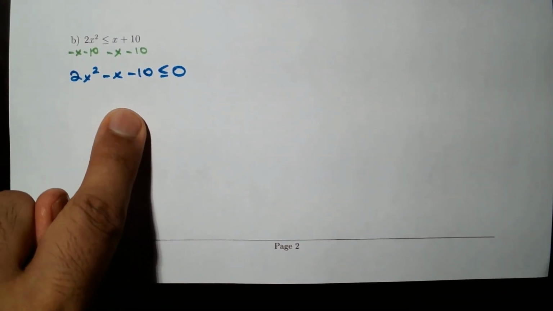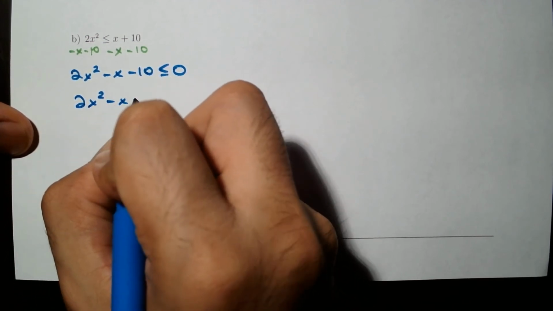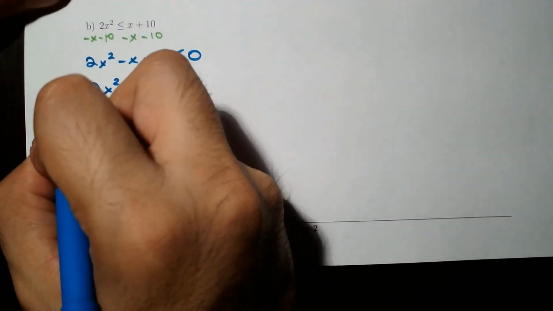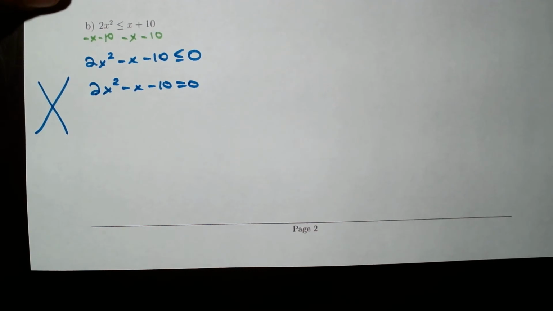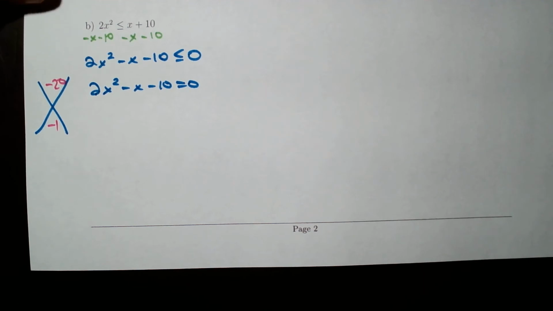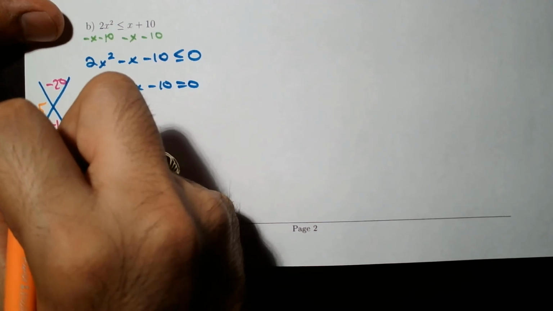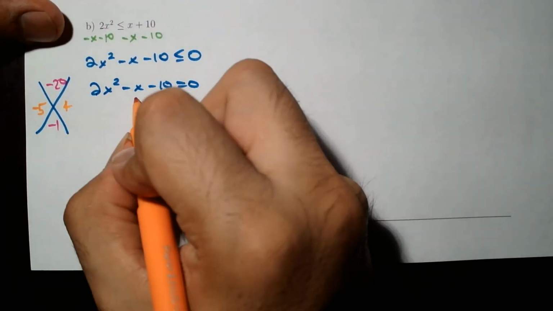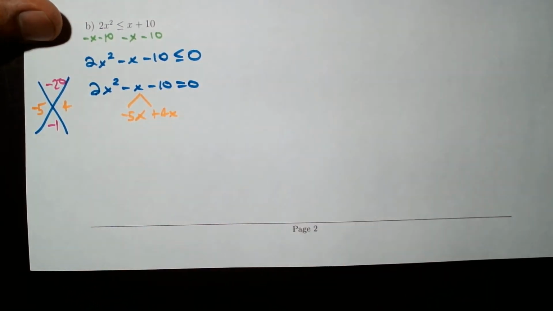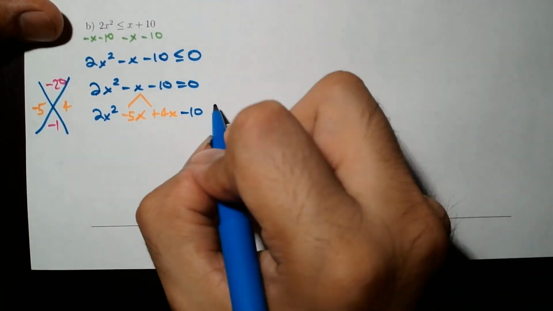Now, in order to solve this inequality, I need to first turn it into an equation and then use a suitable method to solve this equation. I'm going to use the diamond method. 2 times negative 10, that's negative 20, and bring down the middle coefficient. So in this case, factors of negative 20 that add up to negative 1: negative 5 and 4. So I'm gonna split this into negative 5x and plus 4x, and that's minus 10 and 2x squared at the beginning.